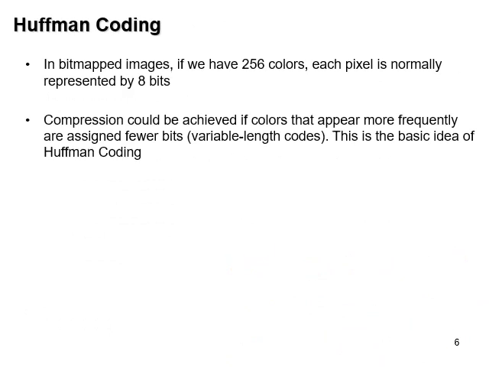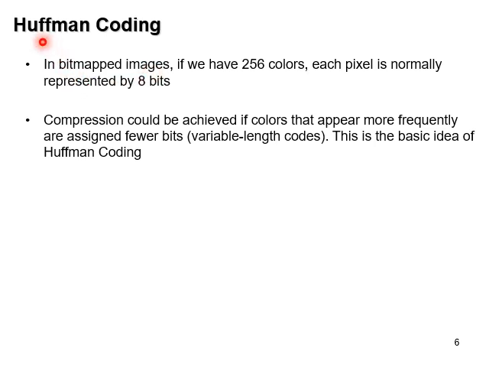Okay, so the next method that we want to discuss is called the Huffman coding. And Huffman is the name of the person who proposed that method. So we say that if you have a bitmap image, and if we have 256 colors, then each pixel is normally represented by 8 bits, as we already know.